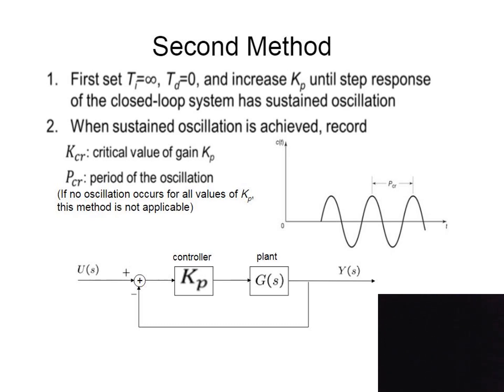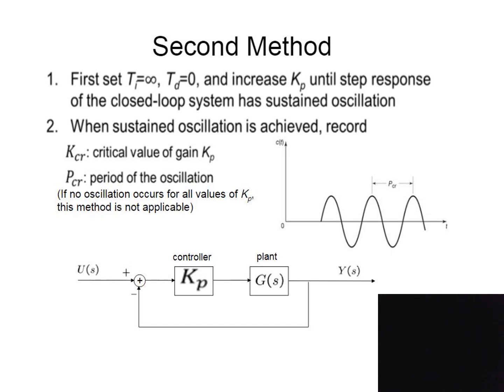Coming to the second method, which is called the Ziegler-Nichols closed loop method. What we are going to do is take only proportional control alone, keeping the integral time constant and derivative time constant at infinity and 0. Increase the value of Kp until the step response of the closed loop system reaches a sustained oscillation. From the sustained oscillations, one can find the ultimate gain and ultimate period. The ultimate gain is the critical value of the gain Kp, and the ultimate period is one cycle of oscillation.